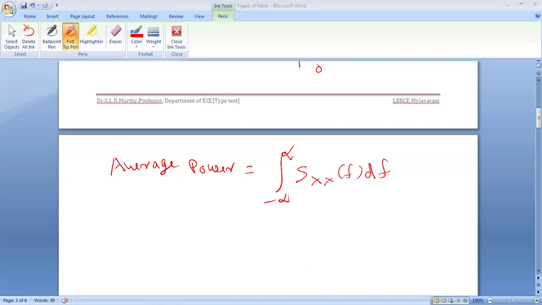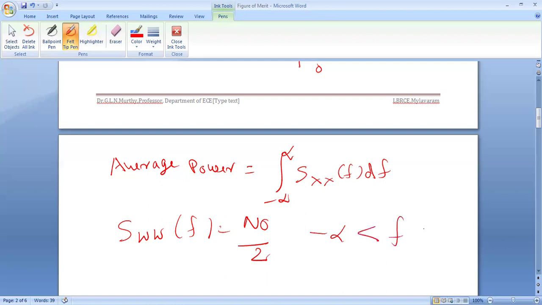Assume some noise. Generally, we assume the noise as white noise whose power spectral density is given as S_W(f) equal to N0 by 2 for minus infinity less than f less than infinity. This is the standard assumption generally made. Why do we assume white noise? Because as white color contains all the colors, this noise is assumed to be present for all frequencies. It indicates the worst ever assumption we made, noise at every frequency component. By making this assumption, we are evaluating the performance.